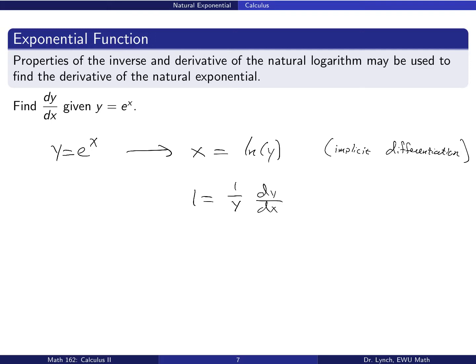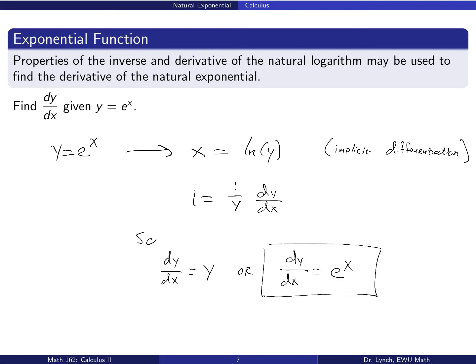We can use implicit differentiation here to find that the derivative of x, of course, is 1, and the derivative of the natural log of y is 1 over y times dy dx. Now we'll just solve for dy dx and keep in mind that y was originally e to the x. So this is pretty amazing, actually. The derivative of e to the x is just itself, e to the x.